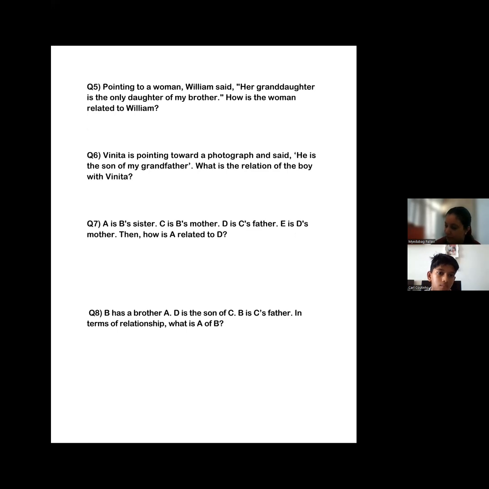Okay, now the fifth one. Let's start the fifth one. Pointing to a woman, William said, "Her granddaughter is the only daughter of my brother." Okay. This one is a little confusing one.